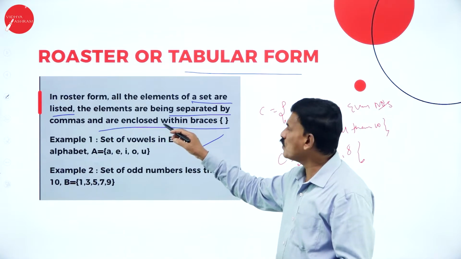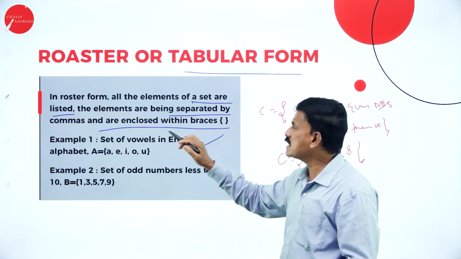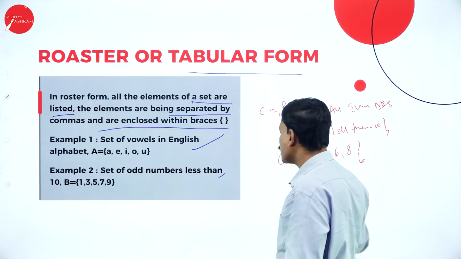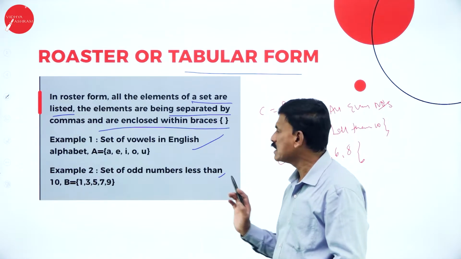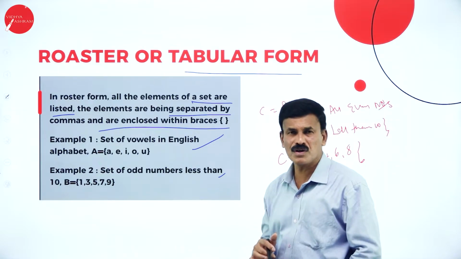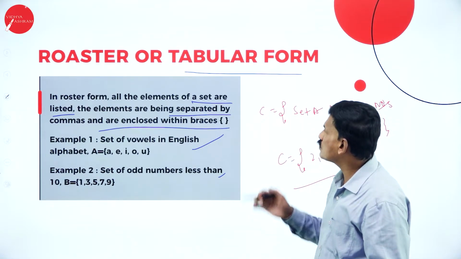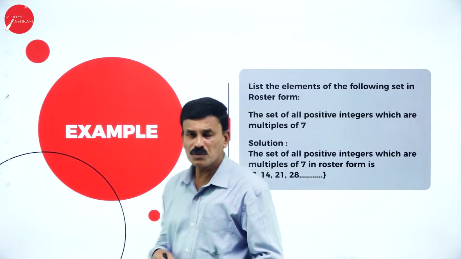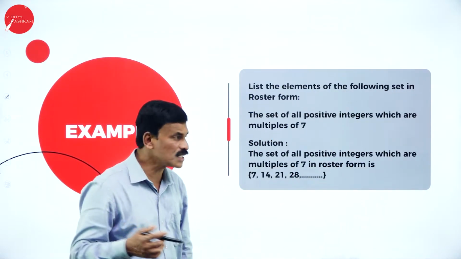So, in roster form, all the elements of the set are listed, separated by commas, and enclosed by flower brackets. These are a few examples of sets in roster or tabular form. Before going to the second one, let us take one more example.